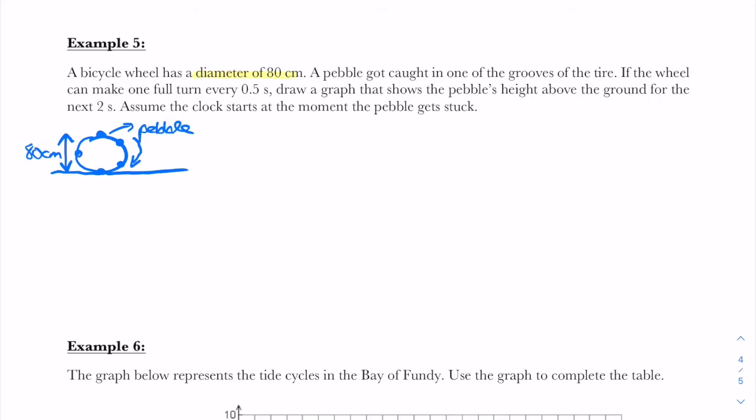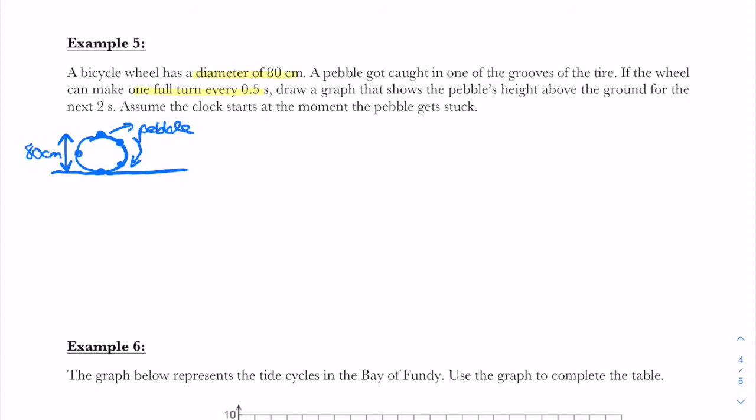So we're just going to make a sketch of what the height of the pebble looks like as a function of time. But one piece of information we need is how long does it take the pebble to go through one turn? And we actually know that. The pebble makes one full turn every 0.5 seconds. And that would be the periodic nature of this function. So every half a second, the pebble is back to where it started.